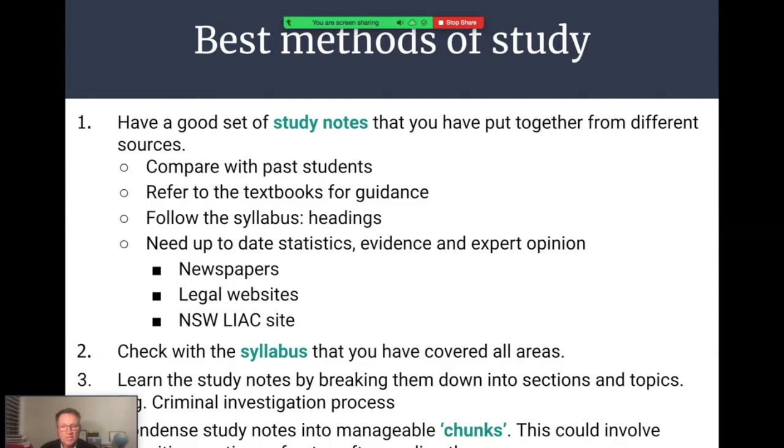Learn the study notes by breaking them down into sections and topics. Every time I say a certain heading, you should be able to list in bullet points the information that should appear underneath that heading. That will allow you to brainstorm content for the questions as you'll manage them.